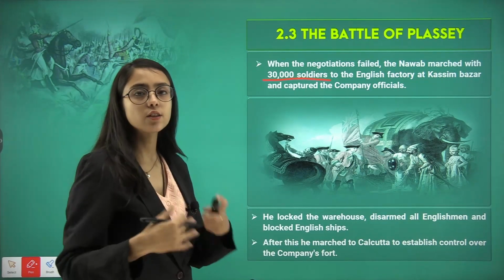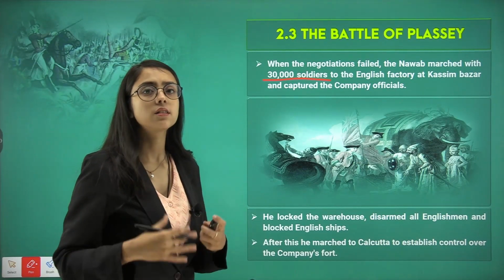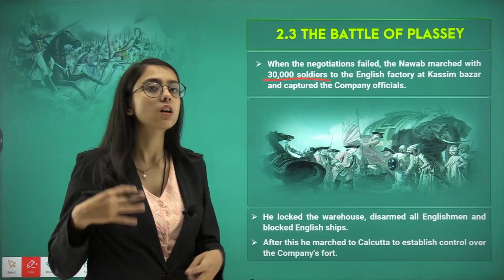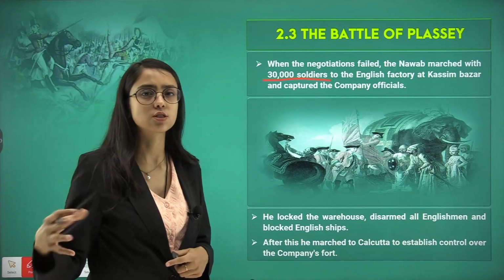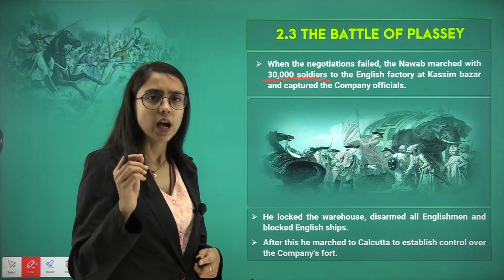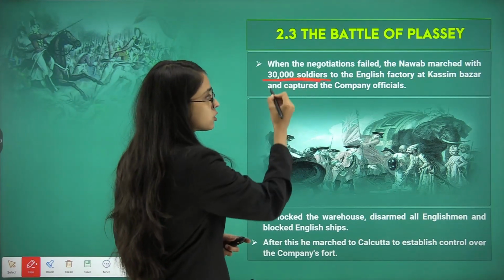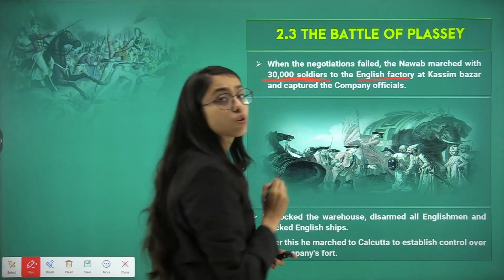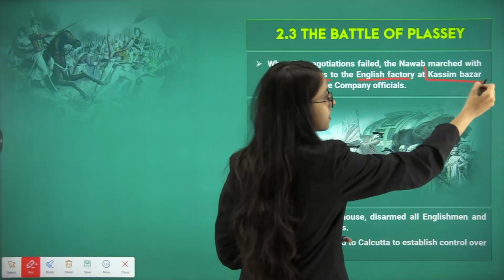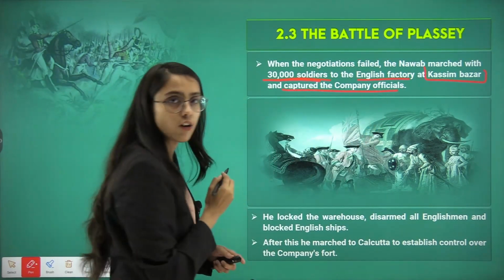So a violent streak started, and it was started by the Nawab because he was so agitated that the company was not paying taxes or revenue, and was building and expanding its settlements. Agitated by this, he marched with 30,000 soldiers to the English factory in Qasim Bazaar. And what did he do there? He captured the company officials.